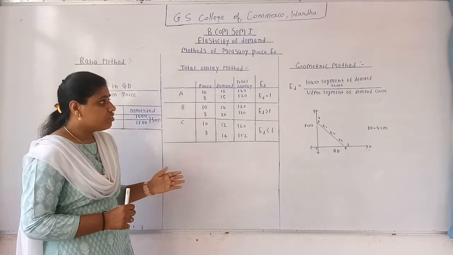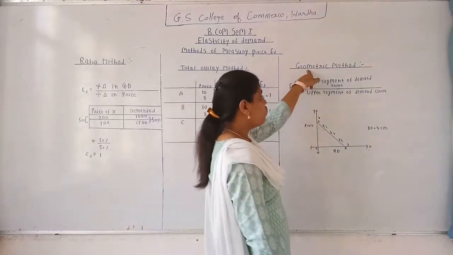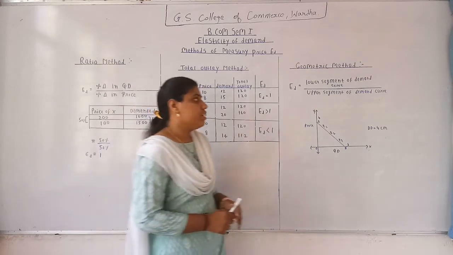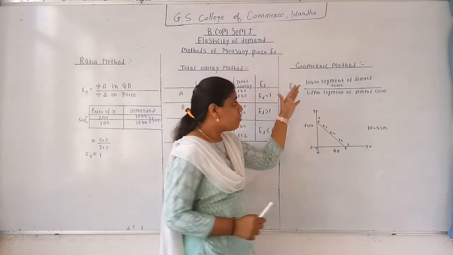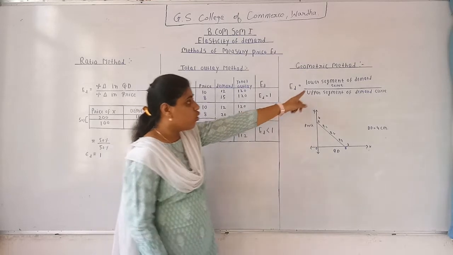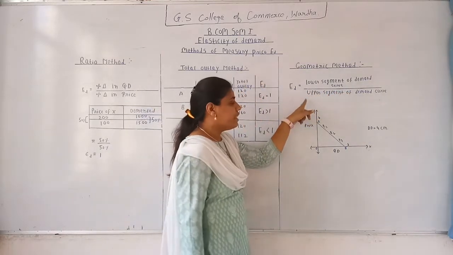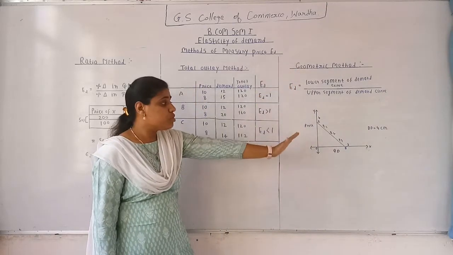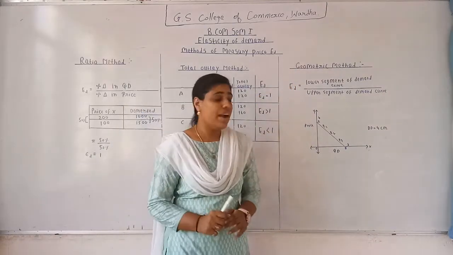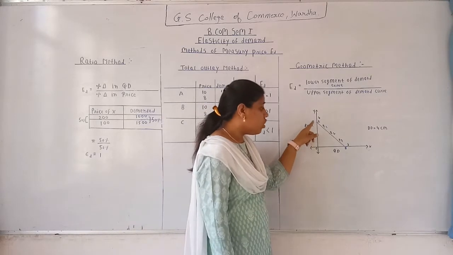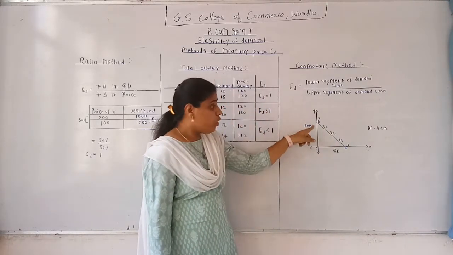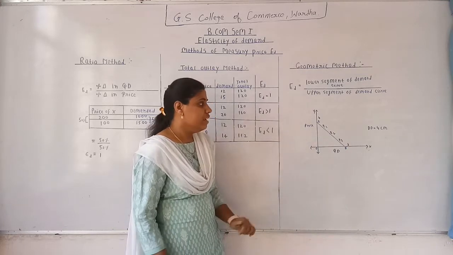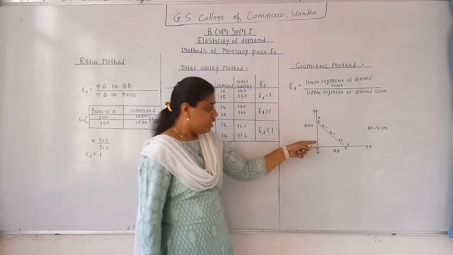Now we will be moving towards another method. It is called the geometric method, and another name for this method is the arc method. The geometric method gives us a formula, that is, lower segment of demand curve divided by upper segment of demand curve. The geometric method helps to calculate the elasticity of demand at any point on the demand curve. How we will see it with the help of this example.